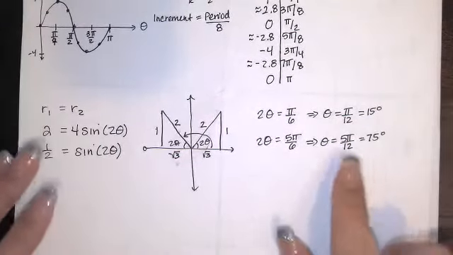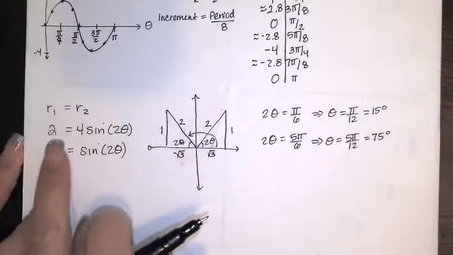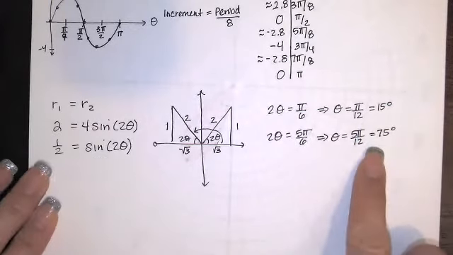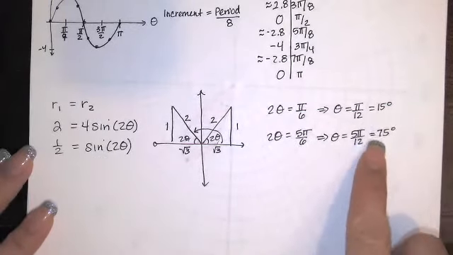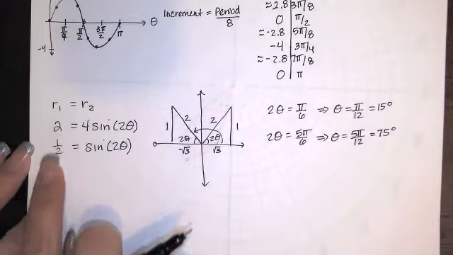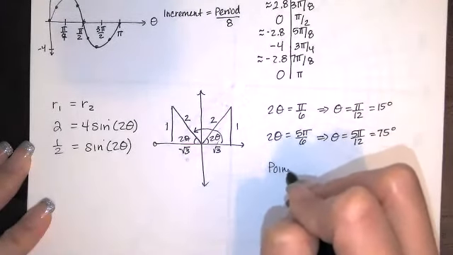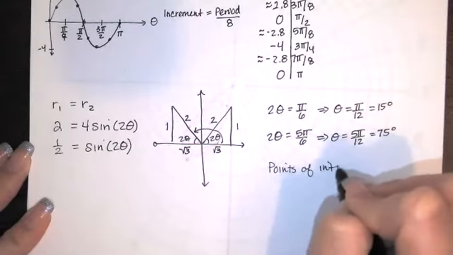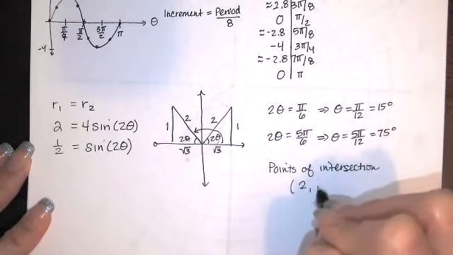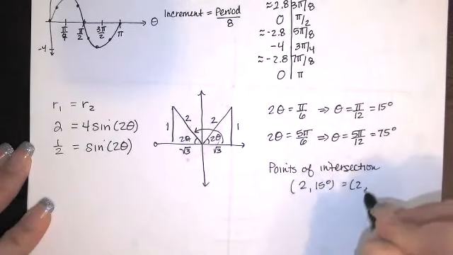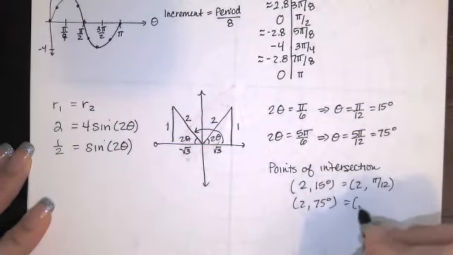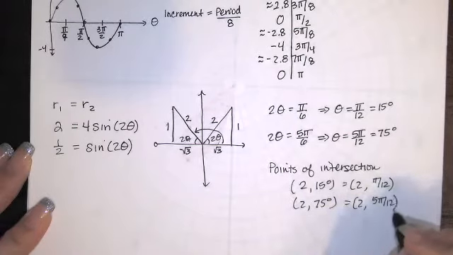Okay, so that's great. I know that this circle meets this curve when theta equals 15 degrees and when theta equals 75 degrees. And if we want to find the r value, well, actually, we already know the r value. The r value is 2. So the points of intersection are given by 2 and 15 degrees, or 2 and pi over 12 radians, or 2 and 75 degrees, or 2 and 5 pi over 12 radians.